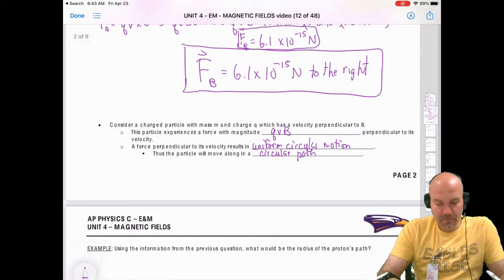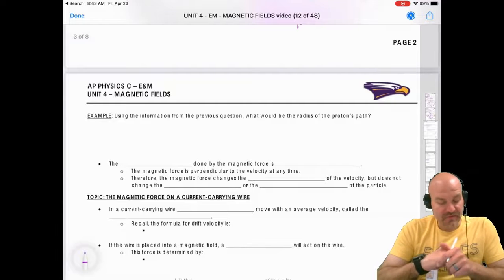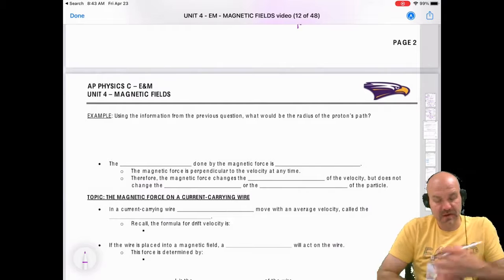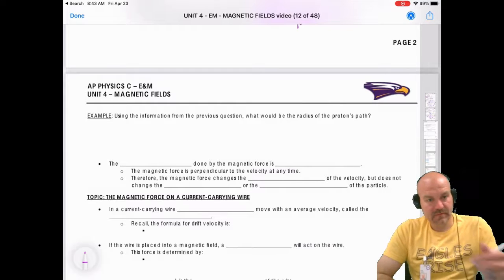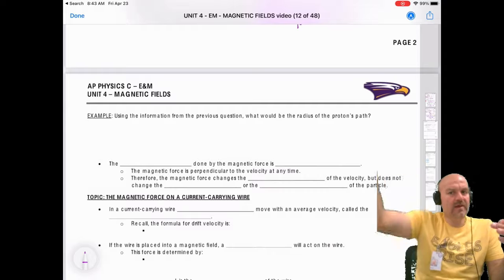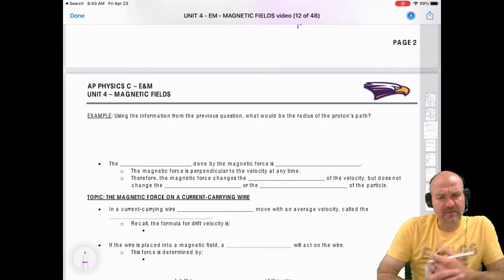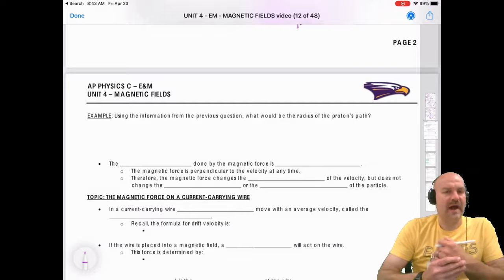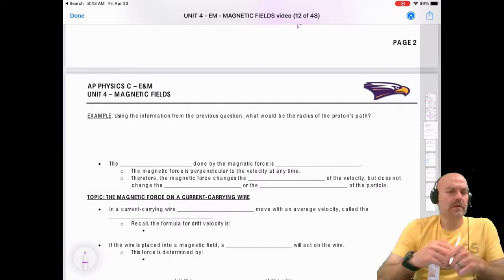Okay, so let's look at this question. It says, using the information from the previous question, the question we just worked on, what would be the radius of the proton's path? So this is very typical. Part A, determine the strength. Part B, what is going to be the radius, or maybe a more conceptual question about what kind of path it would take, or on the diagram, draw the path, okay?